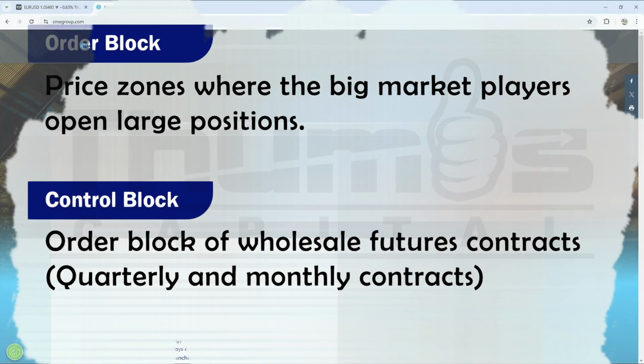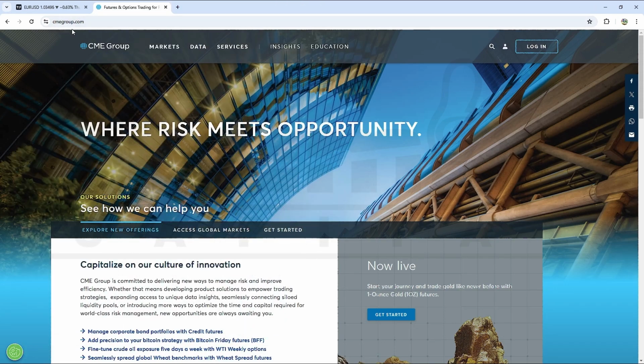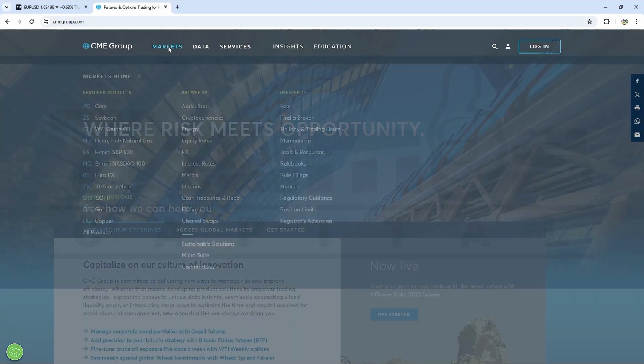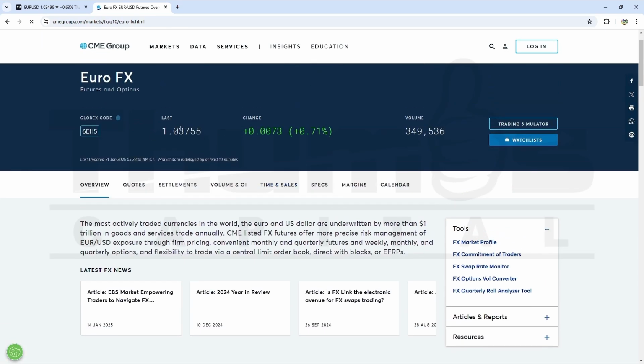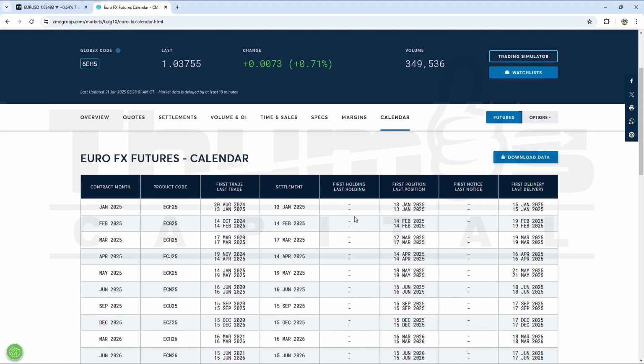So let's go to their website. The website is cmegroup.com. What you want to do is go to Markets and select Euro FX right here. After that, you come to these tabs right here and select Calendar. Immediately you select Calendar, you are going to see the dates. What you are looking for is the first position and the first delivery. So you check the date for first position and first delivery. The period between these two dates is when the contract is opened.